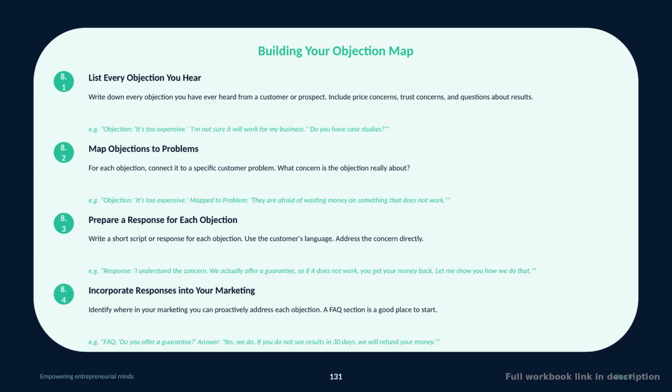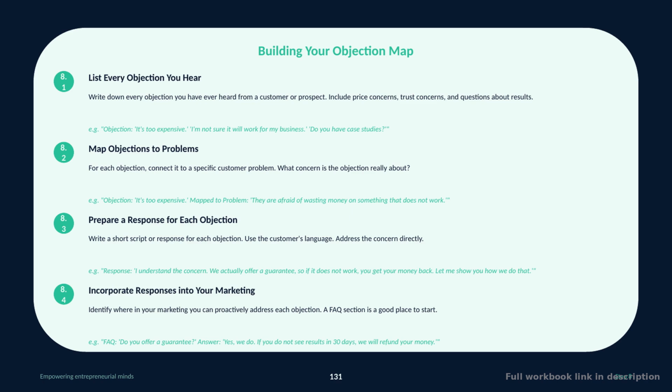Now, prepare a response for each objection. Write a short script or response for each objection. Use the customer's language. Address the concern directly. For example, response: I understand the concern. We actually offer a guarantee, so if it does not work, you get your money back. Let me show you how we do that.